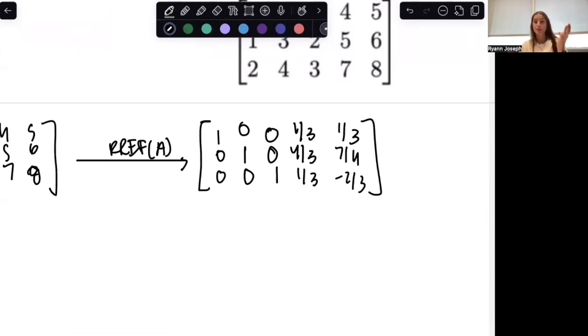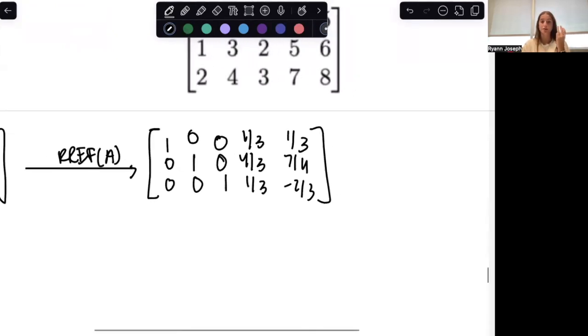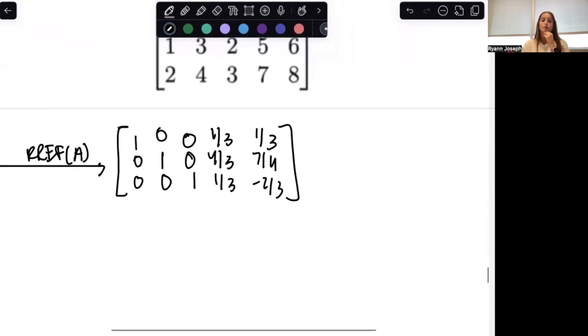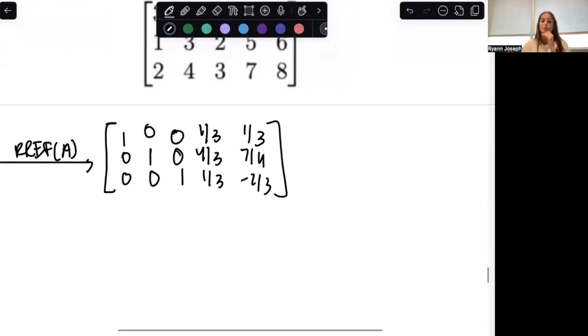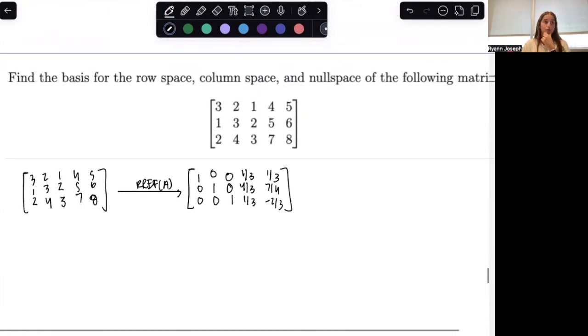So looking at it, I can see that I have 3 pivot variables. I have 3 non-zero rows. I have 3 pivot variables in my columns. So the basis of my row space is going to have 3 things in it. The basis of my column space is going to have 3 things in it. And my rank is 3.